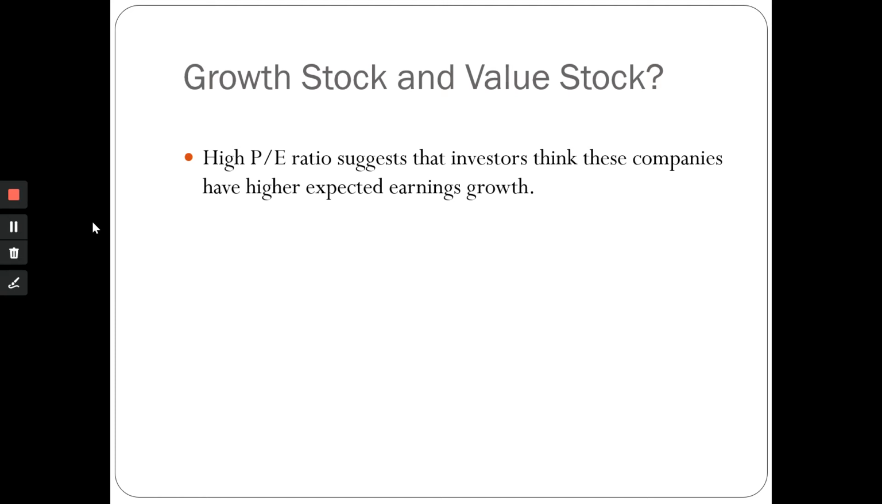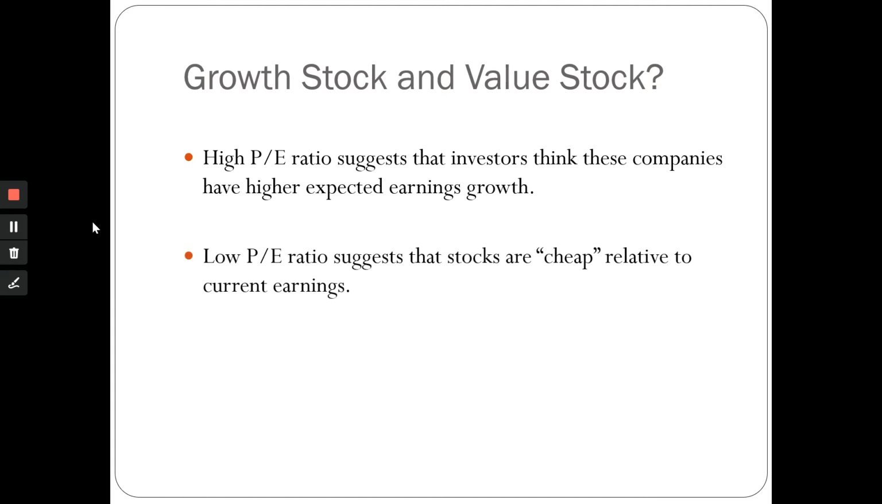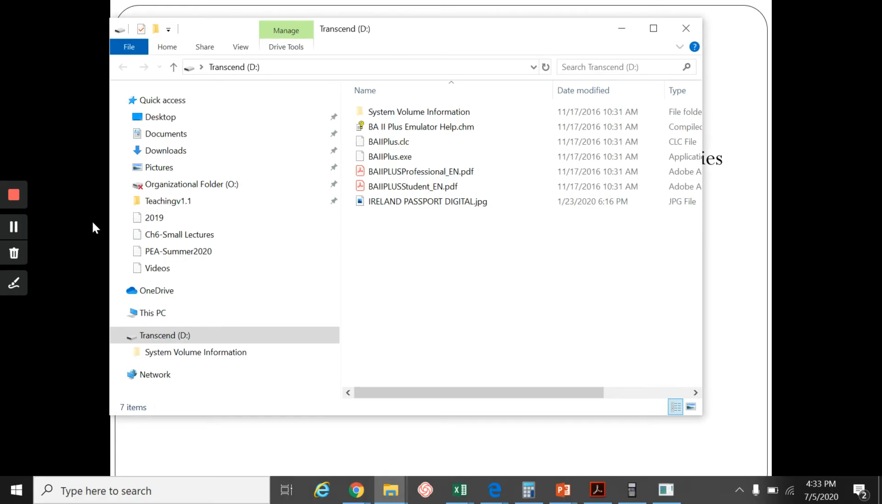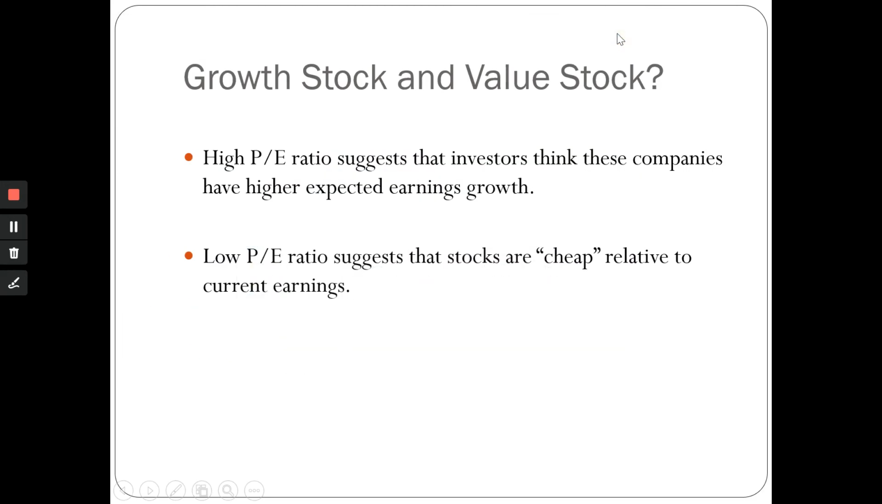So it means for the same earnings, one stock has a high PE ratio and the other stock has a low PE ratio. The high PE ratio stocks are called growth stocks, and the low PE ratio stocks are called value stocks. The reason they are called value stocks is because they are considered cheap relative to the current earnings. So there is a value for this investment. You are getting much more value for investing in that stock. So with a low PE ratio, the stock is called a value stock. If there is a high PE ratio, then it is called a growth stock.